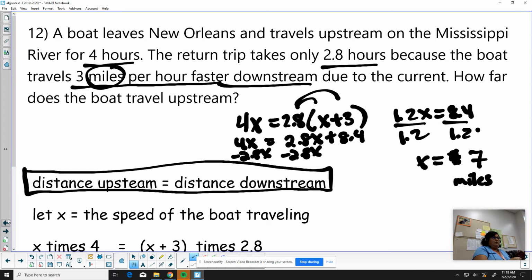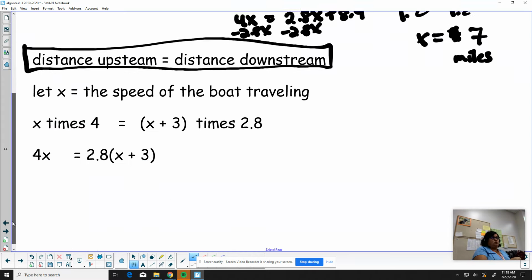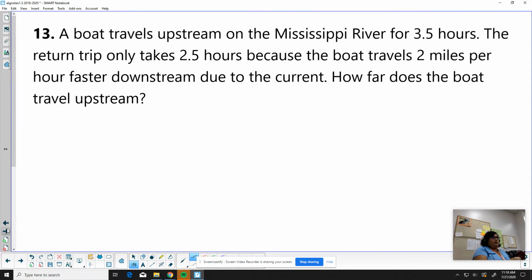Okay, so now I'm going to give you another one, and I want you to try it and see what you come up with. I want you to pause it, read it, and give it a try. Remember, you're going to do upstream equal to downstream. Okay, and we're going to do it just like that. So pause it and give it a try. All right, so here we go. If you've already done that, let's check it out and see if you did it correctly.